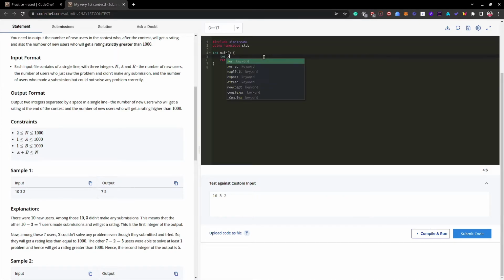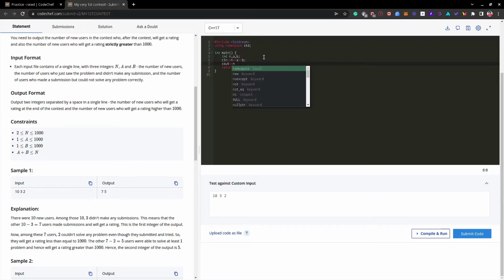So I have to print 3 numbers. I'll take integers for the 3 numbers: N, A, B. Then what I have to do is just take input for all of them. I have already taken the input for all of them. Then I have to do the printout while doing the subtractions. The first one is n minus a.